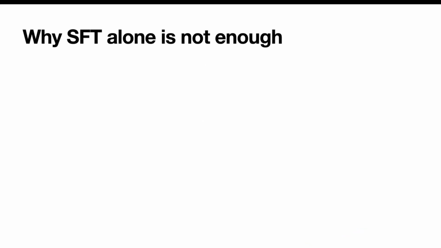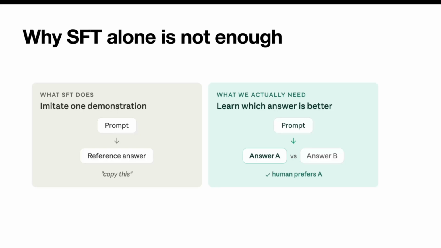Before we jump in, we first need to understand why supervised fine-tuning alone is not enough. In supervised fine-tuning, or SFT, we give the model a prompt together with a single reference answer, and train it to reproduce that answer token by token. The only signal is essentially "copy this." This is useful, but notice what it leaves out. SFT only ever shows one good answer per prompt. It never shows a comparison. So it can teach the model to imitate a demonstration, but not to judge which answer is better.